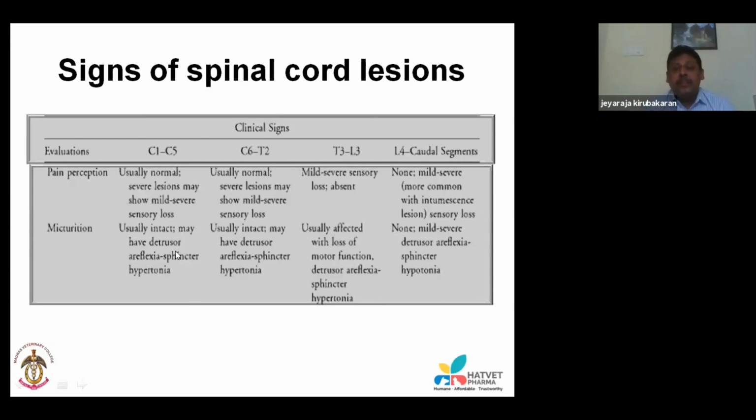So how to differentiate this UMN bladder and LMN bladder? If you can express the urine easily without any problem, it is the LMN. If even with pressure you can't express the urine, that means the sphincter is not relaxing, that is the UMN bladder.